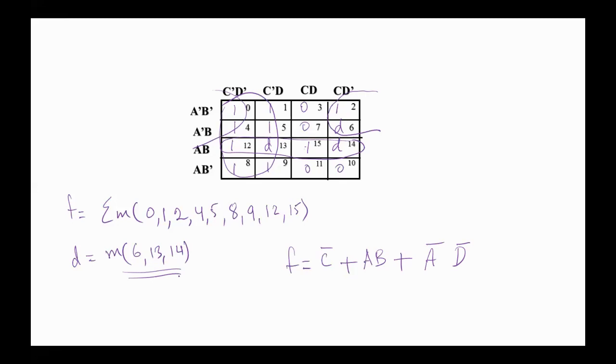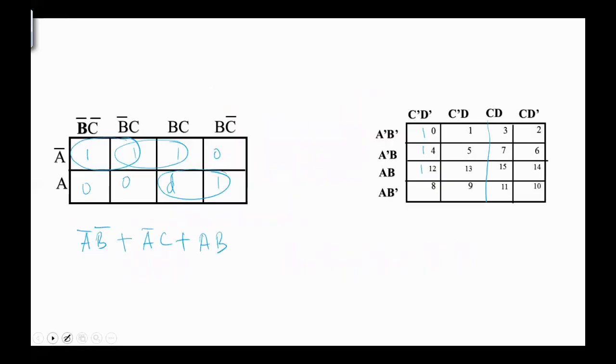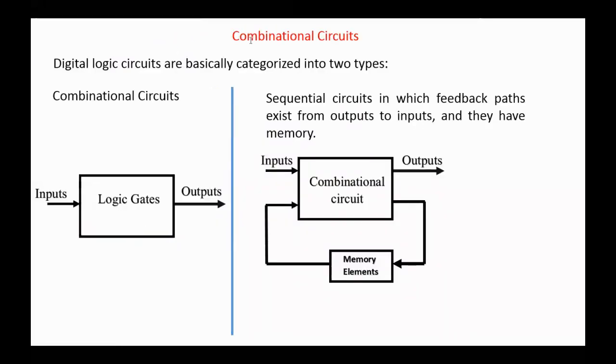As I mentioned earlier, K-maps are efficient if the number of variables is less than 5. And if the number of variables is more than 5, you can use the table or QM method for simplifying the Boolean function. Today, I'll stop here.